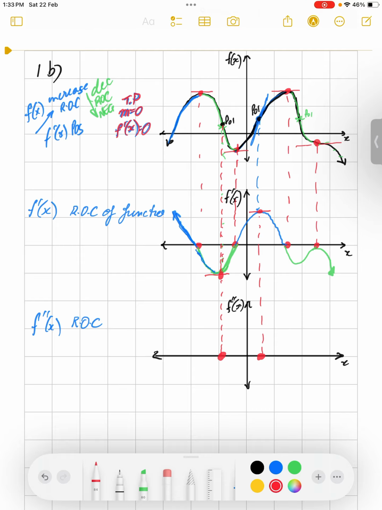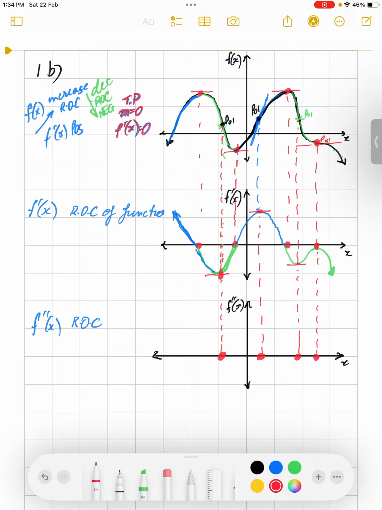And we've got another turning point here, and that happens at our point of inflection on our function. So there's a 0 value there. And here we've got another 0 value at this point of horizontal inflection. So there is another 0 value there.